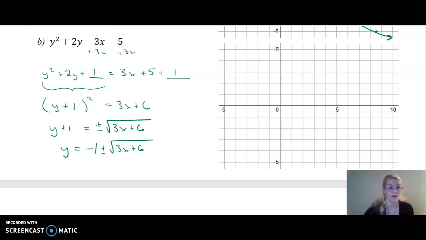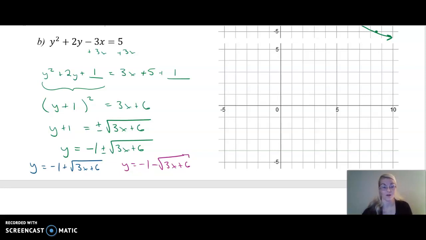So my two functions are y equals -1 plus the square root of 3x plus 6, and y equals -1 minus the square root of 3x plus 6. Those are our two functions to then graph, which I'm just going to quickly do. All right, there we have it.